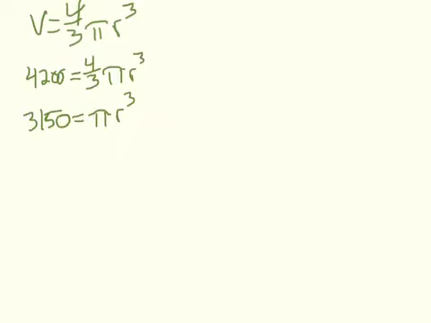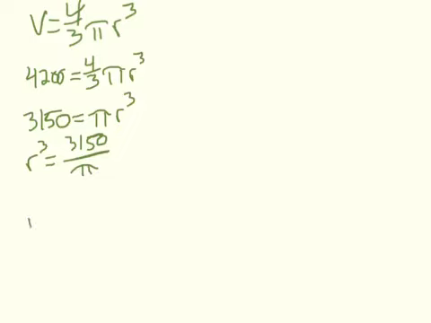To get radius by itself, you divide by pi, so radius cubed is equal to 3,150 over pi. Now here's where it can get a little confusing. You need to take the cubic root, not the square root. Some calculators will have the cubic root. If you don't have the cubic root, you can download the free iPad calculator app and it's on there.